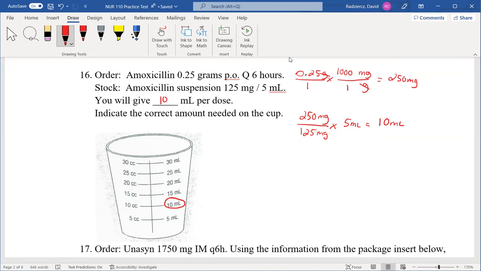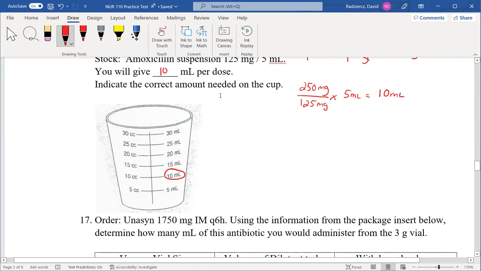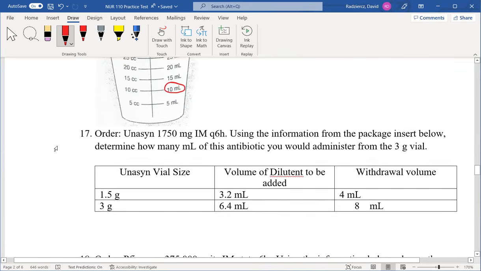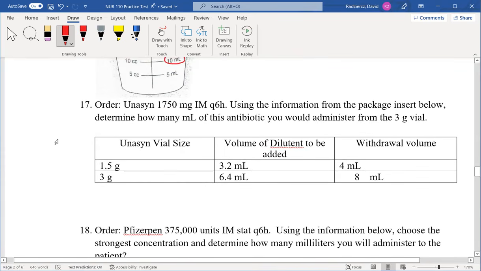All right, the next question is a reconstitution question. The next 2 questions are actually reconstitution questions. So it tells you that you have Unison 1750 milligrams IM Q6H. IM tells you it's an injectable, which means milliliters. And then it even asks you how many milliliters to administer for the 3-gram vial.